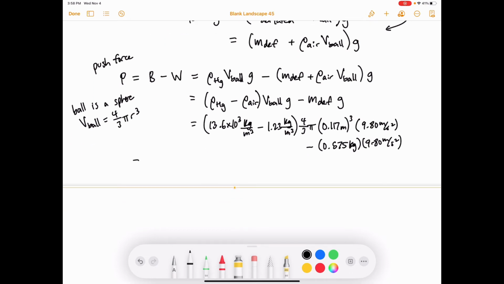Now, unit-wise, what we're ending up with is kilograms times meters per second squared. And if you crunch the numbers, you'll get 888.4. But here we want to keep 3 sig figs. So we have 888 newtons of force. That's how hard you'd have to push down on this ball in order to completely submerge it in the mercury.